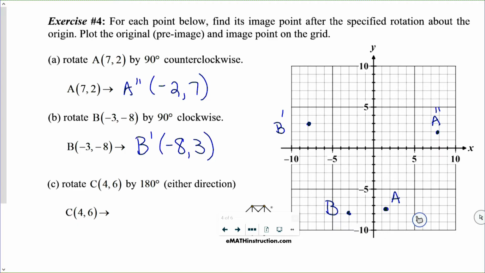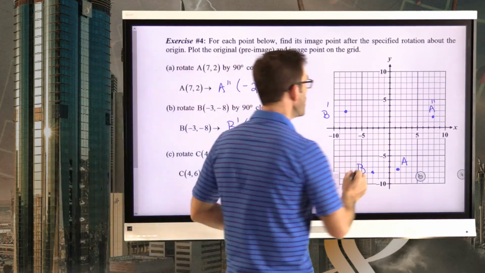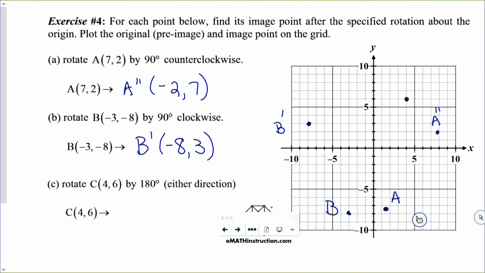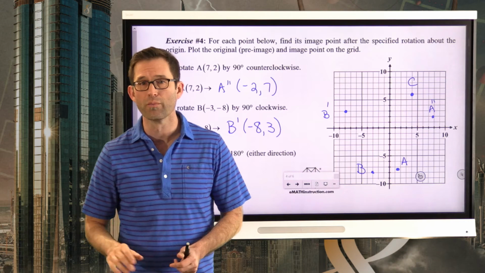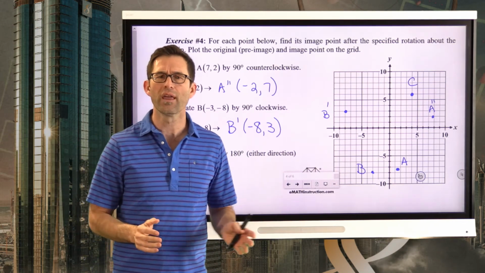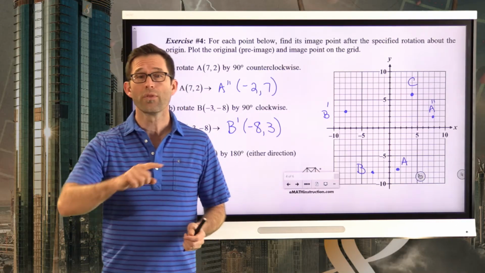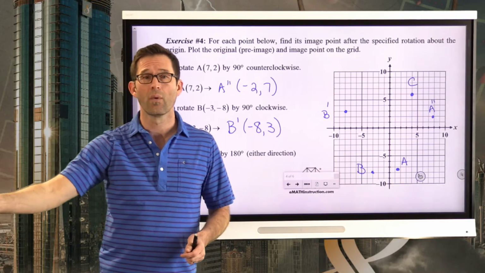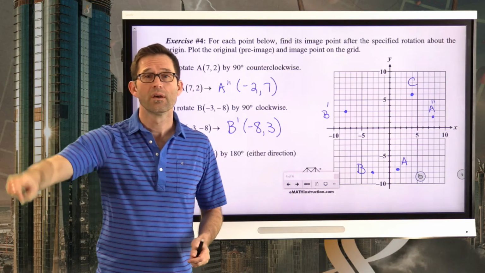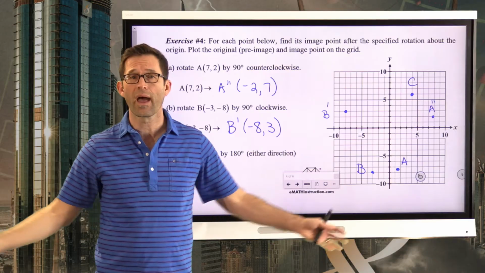All right, let's talk about the point 4, 6, right? So 4, 6, my pre-image point C is right there. I may try to group these things together again just so that you see it. And I need to rotate it 180 degrees in either direction. The plain fact is it doesn't matter. Whether you rotate 180 degrees clockwise or 180 degrees counterclockwise, you end up in the same location because you're talking about a half turn, right?